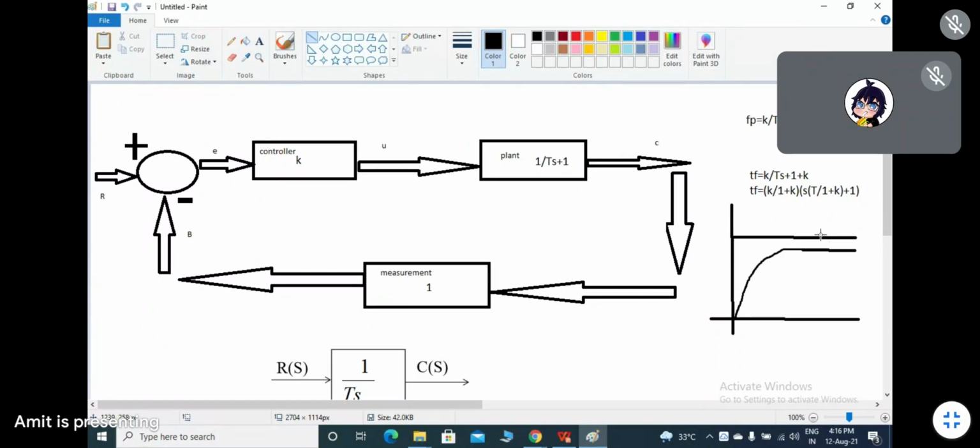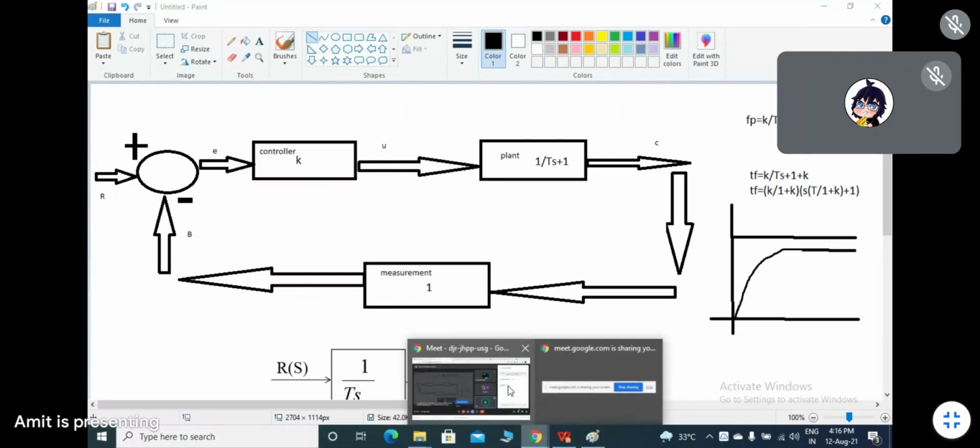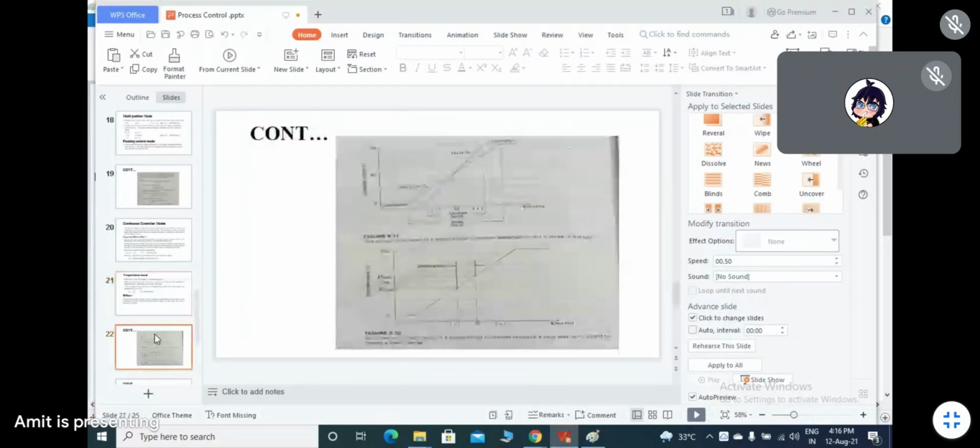But what will happen if your gain is increased? Another point is, when your gain is increased, your offset may be less, but your proportional band will be less. So there is a limitation for your gain. If you increase your gain, then your proportional band will be less.